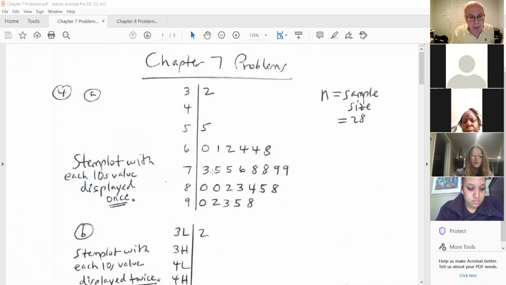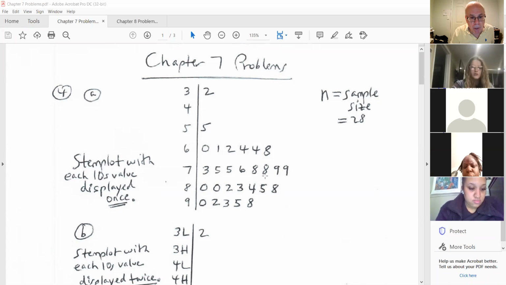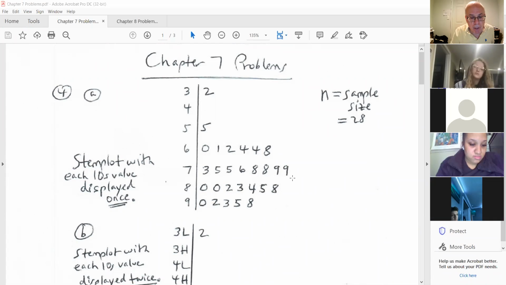And then for the 70s, if you go back to the data set, there are 8 numbers that are in the 70s. And I put them in numerical order: 73, there's 2 75s, there's a 76, 2 78s, 2 79s. Same thing with the 80s. There's an 82, 83, 84, 85, and 88.